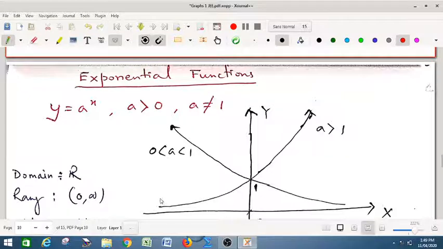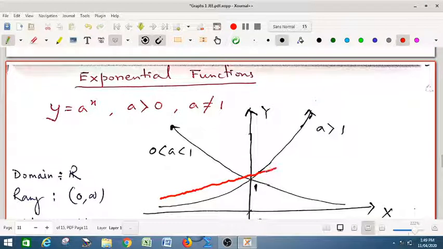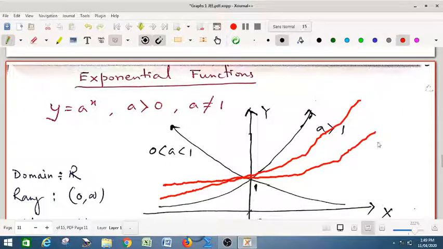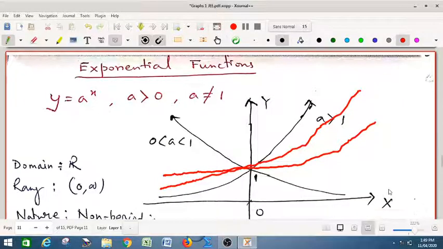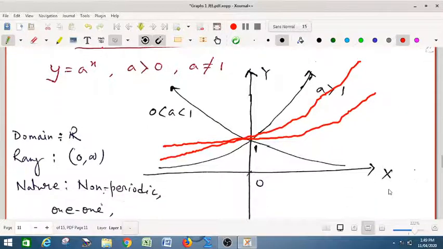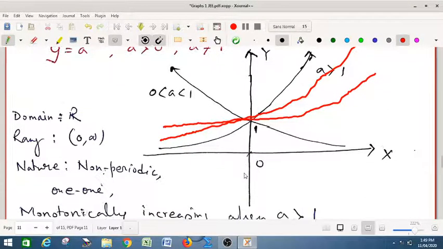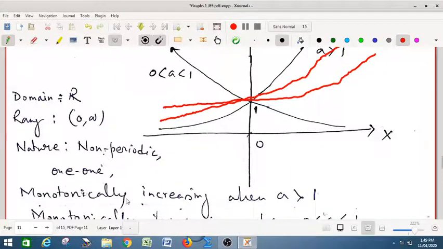That is why if you take e to the power x, that will be like this, e to the power x. And if you take 2 to the power x, that will be like this, 2 to the power x. That is also an increasing nature. So e to the power x, 2 to the power x, these are all exponential graphs. So what is the domain of this? The domain is the whole real line, but the range is the positive half of the real axis, 0 to infinity. So you see there is no branch in the lower part, and it is a non-periodic function, and one-one.